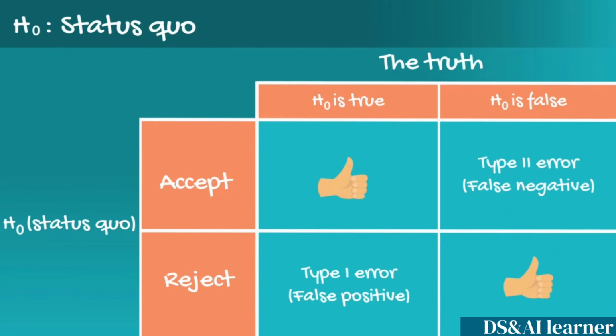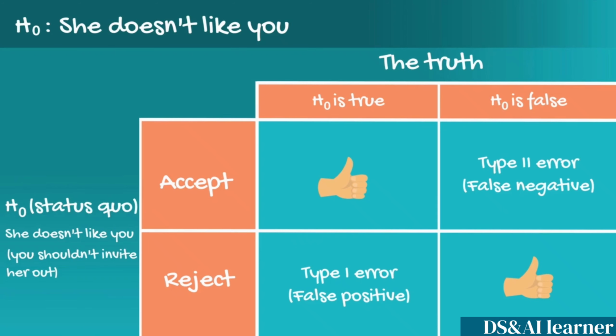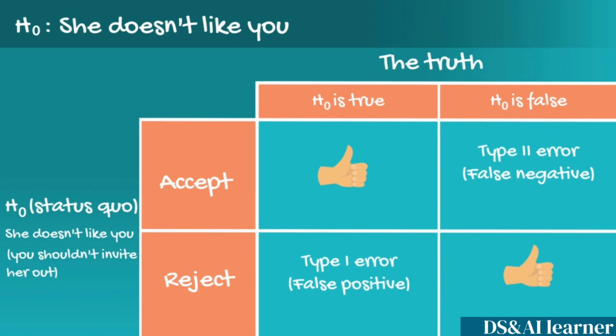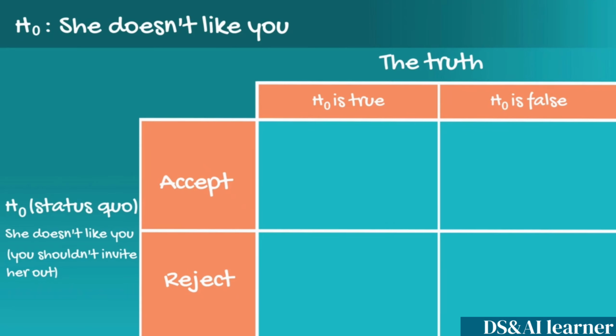Now, let's see an example that I heard from my professor back when I was studying statistics in university. You are in love with this girl from the other class, but are unsure if she likes you. The status quo in this situation is, she doesn't like you back. So, H0 is she doesn't like you back. Generally, there are 4 possibilities, which can be summarized in the same table.